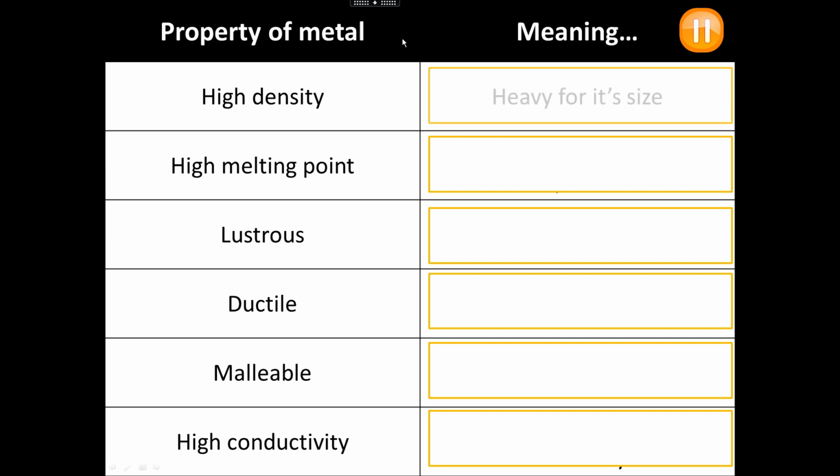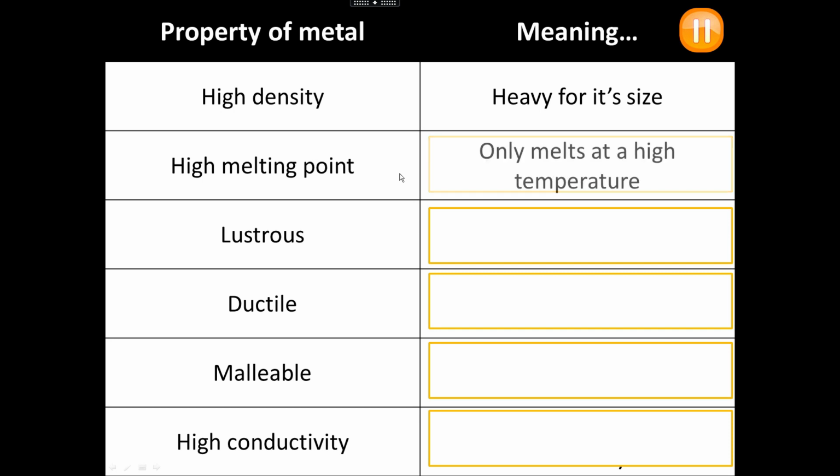Right, here we go. High density means heavy for its size. Density means mass divided by volume, number of grams divided by centimeters cubed or liters. So how many grams per liter, how many grams per centimeter cubed, what is its mass per volume? Right, high melting point means it only melts at a high temperature. Metals have high melting points.